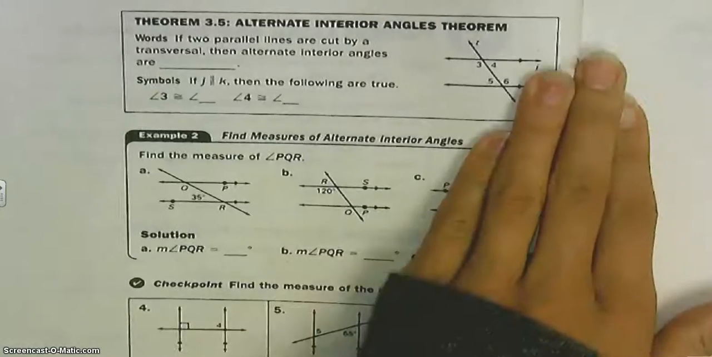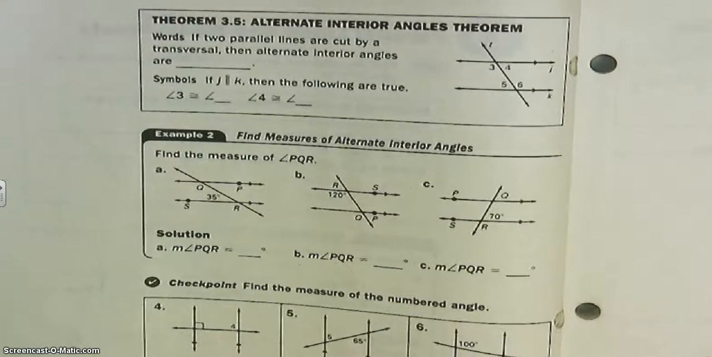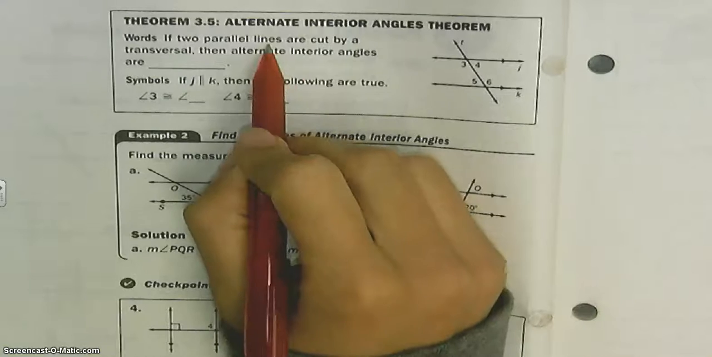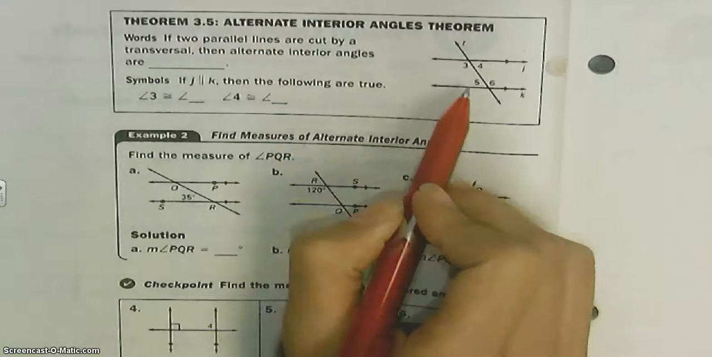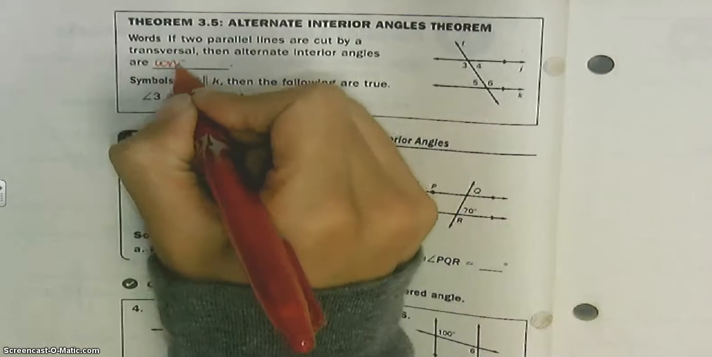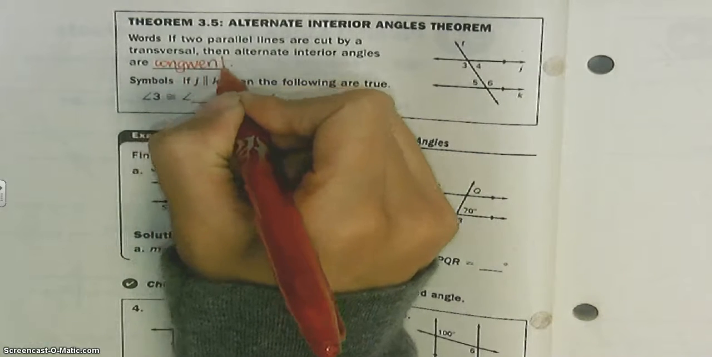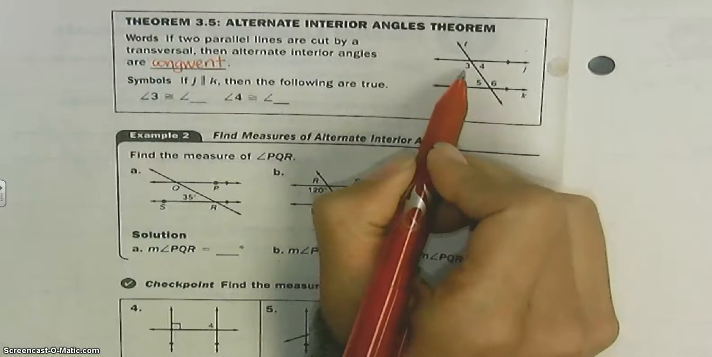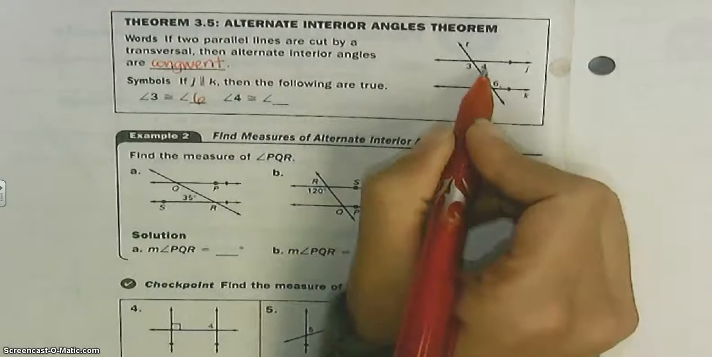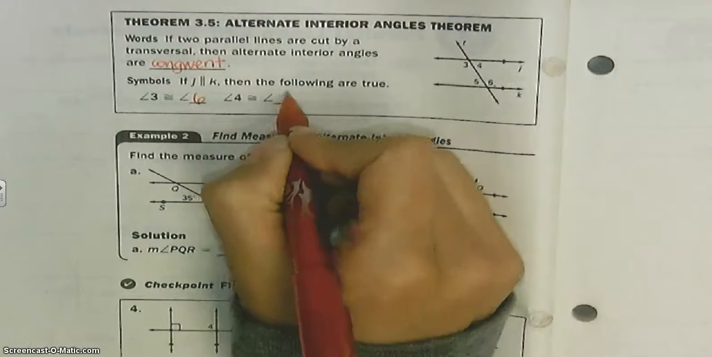The next set of angles we're going to talk about are alternate interior. And we learned that if the parallel lines are cut by a transversal, the alternate interior angles are also congruent. So 3 is congruent to 6, and 4 is congruent to 5.